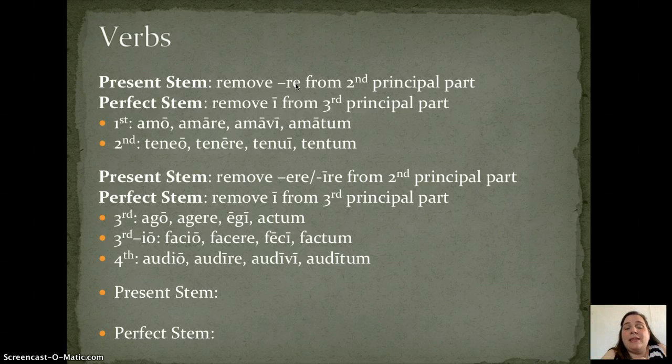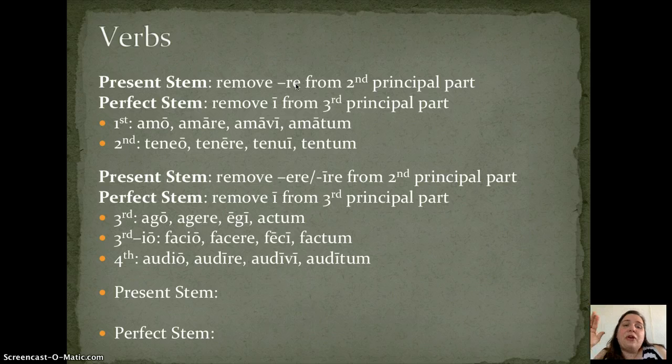So if we were to look at the paradigm verb amo, amare, if we remove that RE from the second principal part, our present stem is ama. Same with teneo. Teneo, tenere, we remove that RE from the second principal part, and you get tene. You have a present stem with a vowel on the end of it.